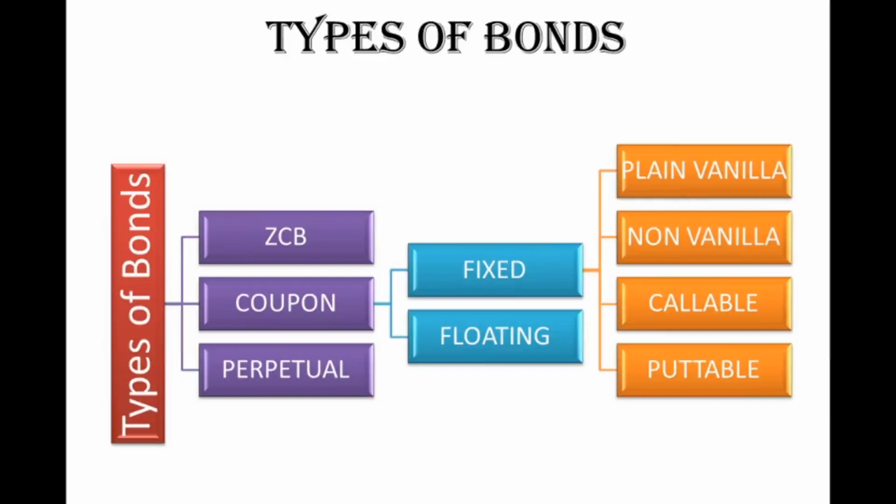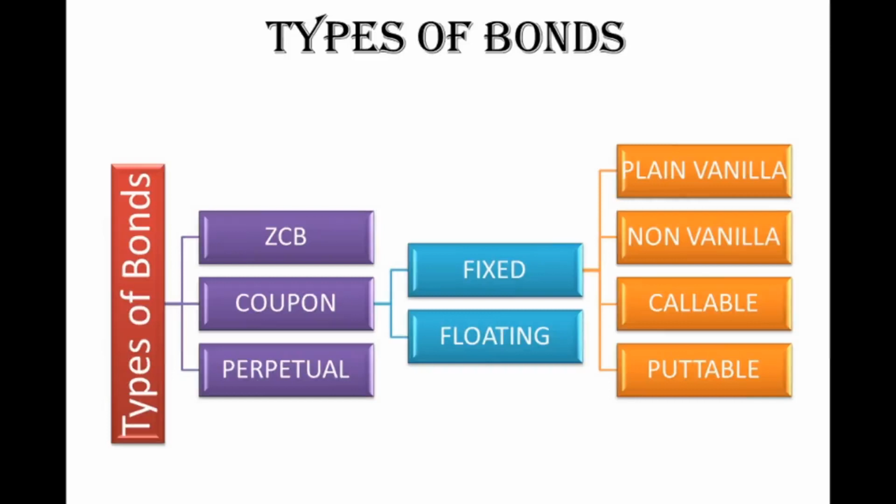Coming to the next, that is callable bond. The bond is called a callable bond if it can be redeemed by the company at any time before the maturity. The maturity is 5 years, say, the company can redeem it any time before those 5 years, then it is a callable bond. Example, a 5 year bond can be redeemed in say 3 years itself. So that is a callable bond.